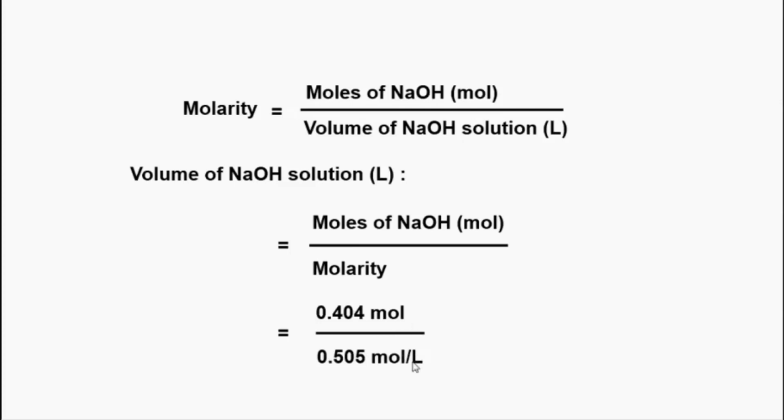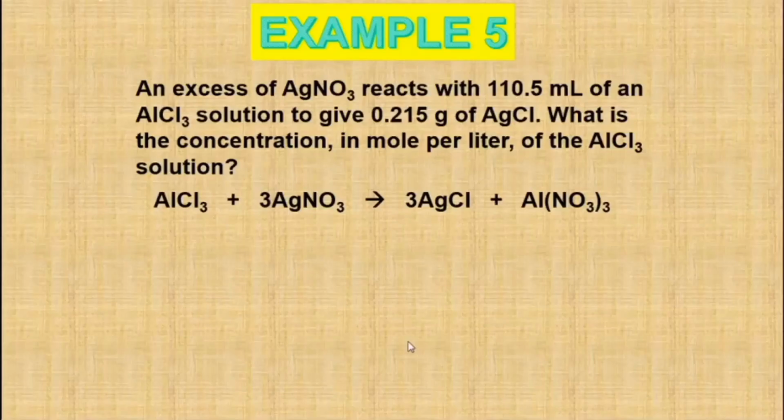So we calculate these two and we are going to get 0.08 liters. This is the volume of sodium hydroxide solution, and since the question wants us to determine the volume in liters and also in milliliters, if we convert from 0.08 liters to milliliters, we are going to get 80 milliliters of sodium hydroxide solution. Okay. Right, example 5.